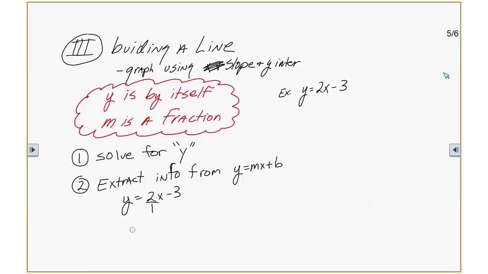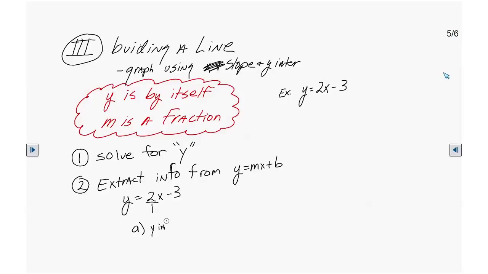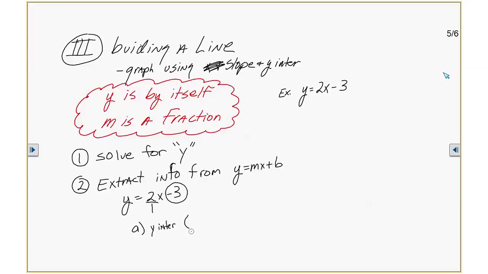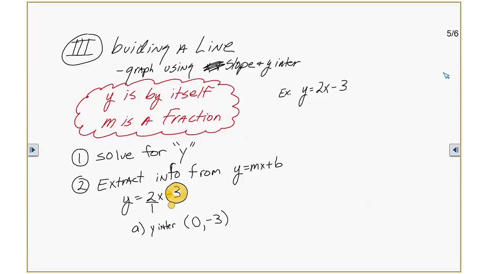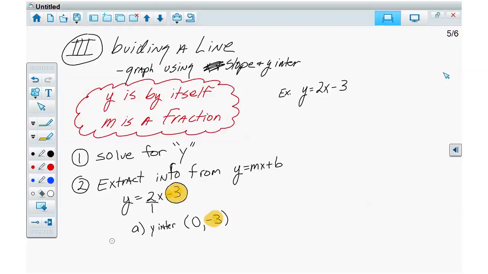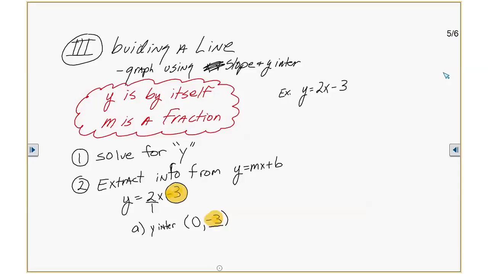1, y-intercept. What is our y-intercept? Well, it's whatever this number is right here: 0, comma, negative 3. So I'm going to take my handy dandy highlighter, and whatever this number is right here, it's going to go right here. Because that's your y-intercept. So there's 2 ways now to find the y-intercept.